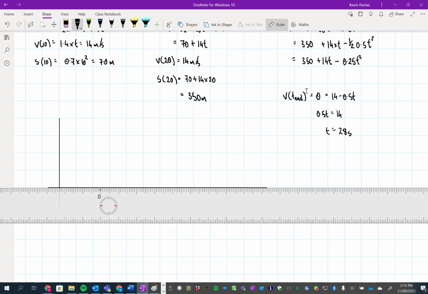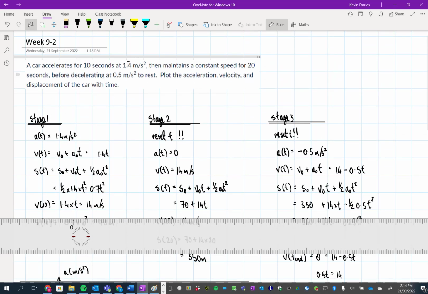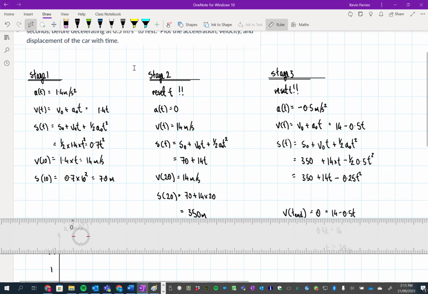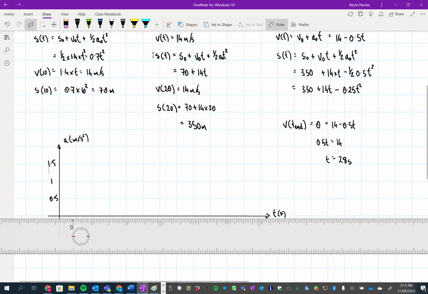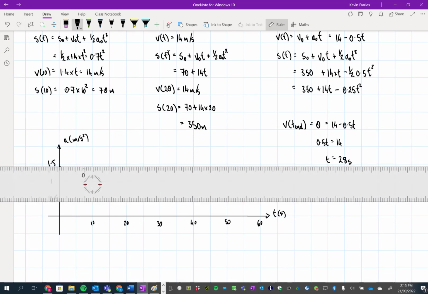Just need to make this a wee bit longer. So we'll do 10 seconds, 20 seconds, 30, 40, 50, 60, and this is the time in seconds. And up here we'll draw acceleration first, acceleration in meters per second squared, and we're going to have 0.5, 1.5, because we know the maximum acceleration we've got was 1.4 meters per second squared. 1.4, that makes sense, yep. So for 10 seconds, the acceleration is 1.4 meters per second squared, so we can draw that on first.